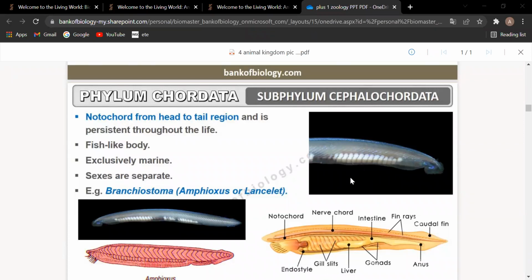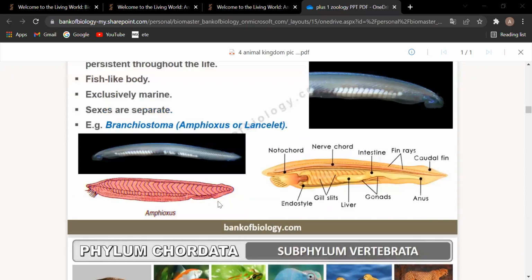So these are the diagrams of both of them here, of course. So this is amphioxus and this is your lancelet. Okay. You can see a notochord present, a nerve cord present, intestine present, anus present, both gonads in the same organism. Correct? Right? So this is your amphioxus.